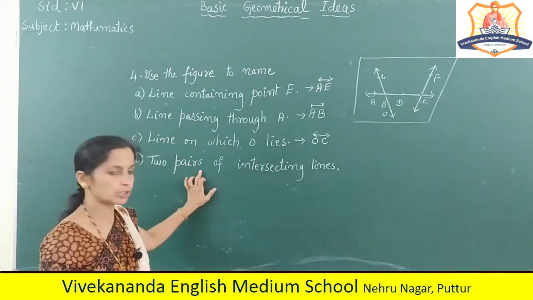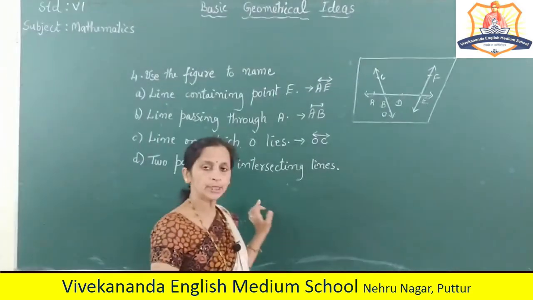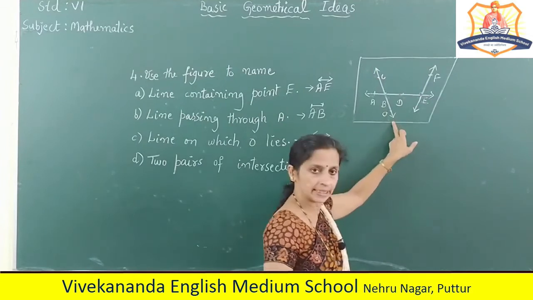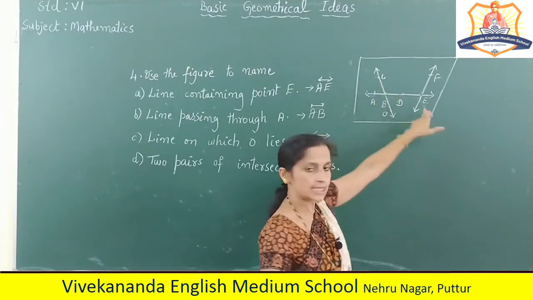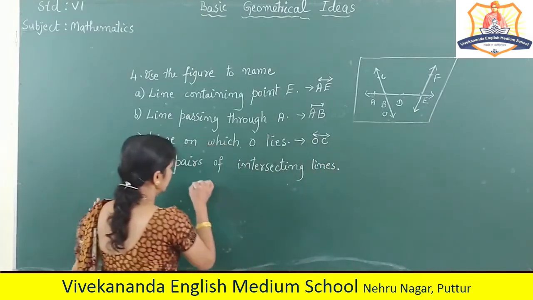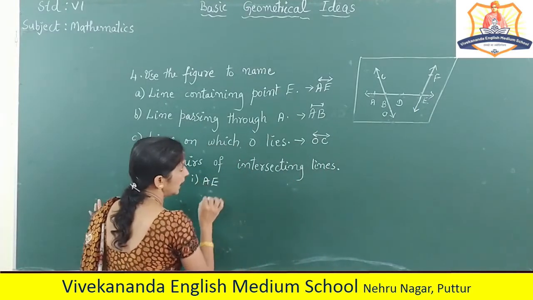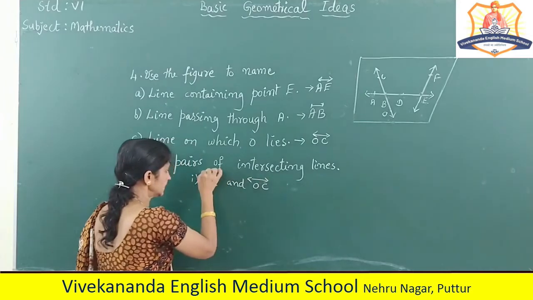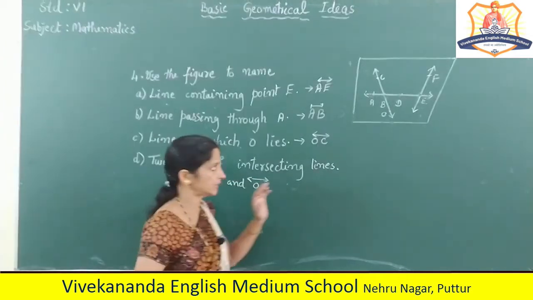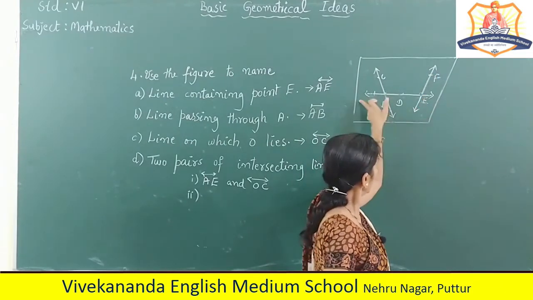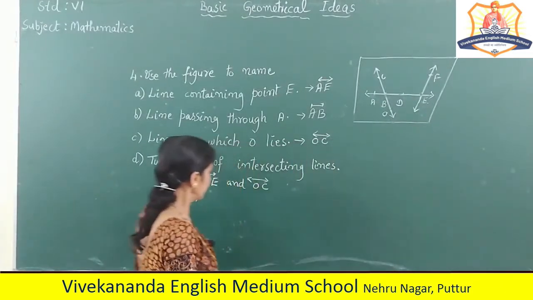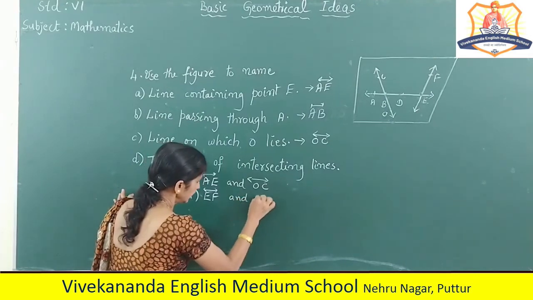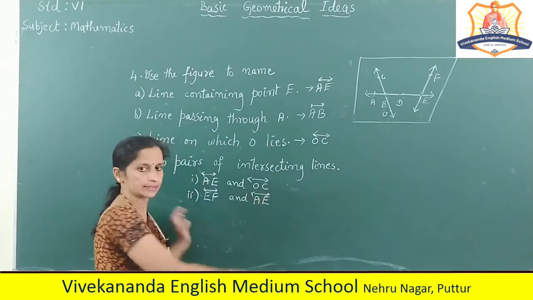Next one, two pairs of intersecting lines. Can you see two pairs of intersecting lines? See, this is one line and this is another line. So you are getting one pair of intersecting lines. They are AE and OC, one pair of intersecting lines. Another pair of intersecting lines is EF and AE at this point. So EF and AE is another pair of intersecting lines.